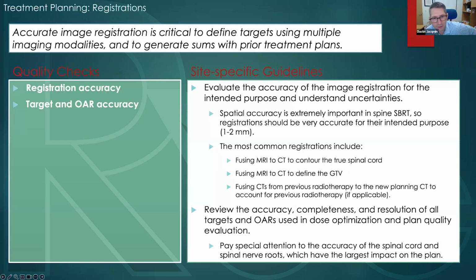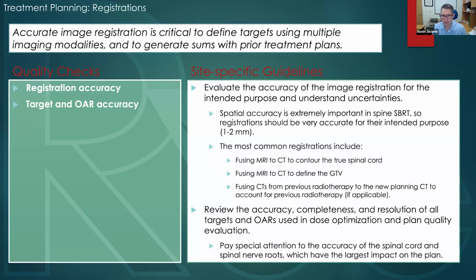All right, let's talk about contouring. One of the most critical parts of spine SBRT planning is the image registration process used to determine the location of the spinal cord. Spatial accuracy is extremely important in spine SBRT, so registrations need to be really, really accurate for whatever their intended purpose is. So accuracy of 1 to 2 millimeters is generally required.